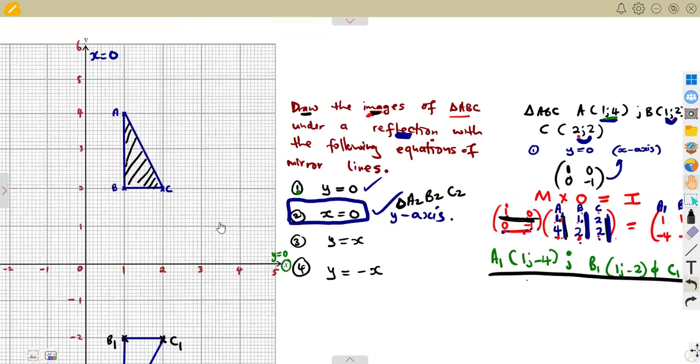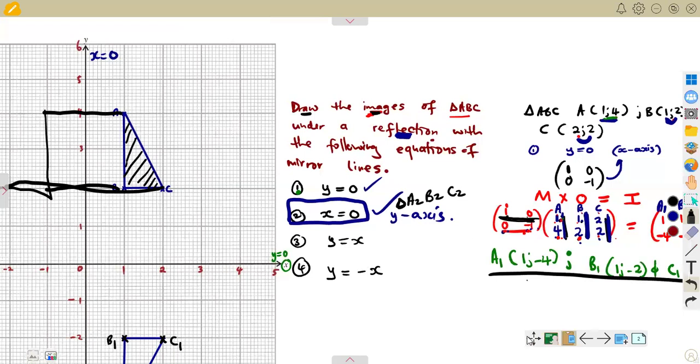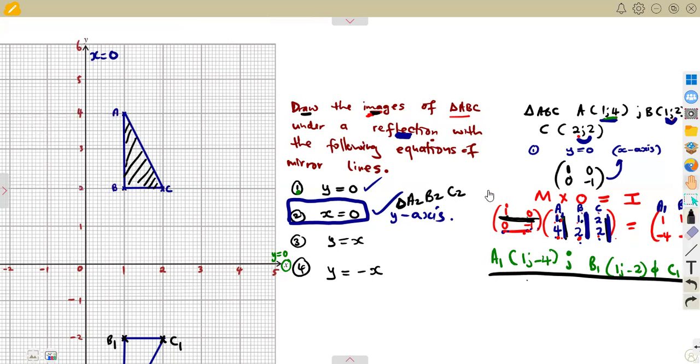You can use the matrix, or you can also verify using the transformation along the x-axis that we talked about, the movement. It is going to be something like this at the end. So I want you to verify by any means.